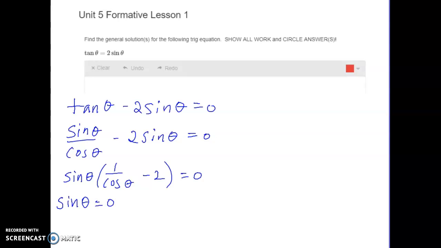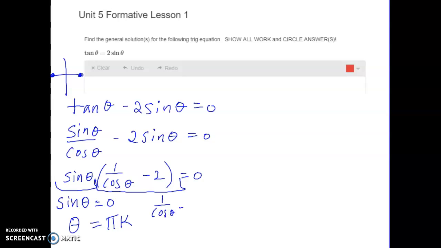So if I set sine of theta equals 0, I know that the sine, let me just draw, is 0 at 0 and pi. So I'm just going to write theta equals pi k. Boom, done. The other number that I'm multiplying to get 0 is 1 over cosine of theta minus 2. I have to set that also equal to 0.